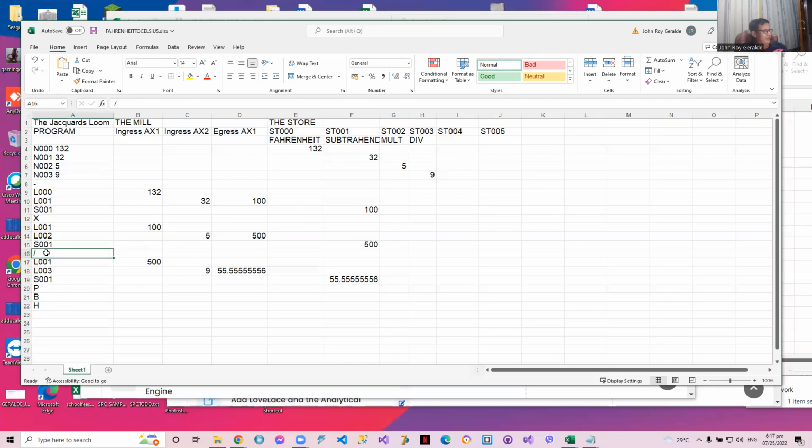And then we do a divide. Divide L001, which this is L001, 500, by L003, which is this. We have 5.5, and we store it as the final result. And then we have a PBH. Do you follow? No? Any questions so far?